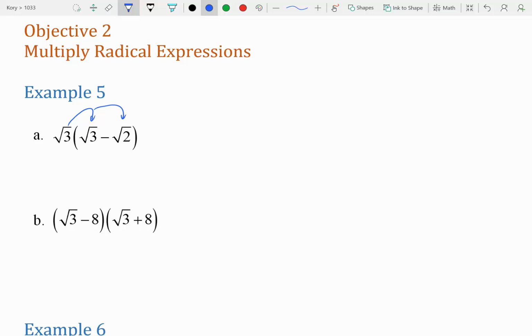So we have the square root of 3 times the square root of 3, that's the square root of 9. And then the square root of 3 times the square root of 2 is the square root of 6. We can simplify the square root of 9 to 3 minus the square root of 6. Did you notice that when multiplied by itself, it simplifies down to whatever it originally was? Pay attention to that, because that's going to come up a lot later on in this chapter.